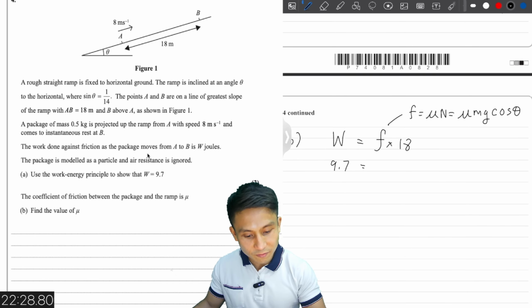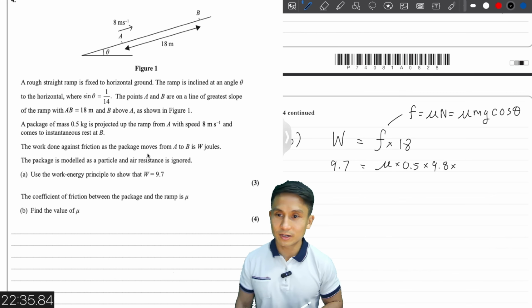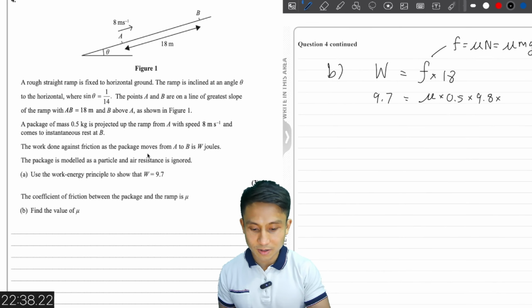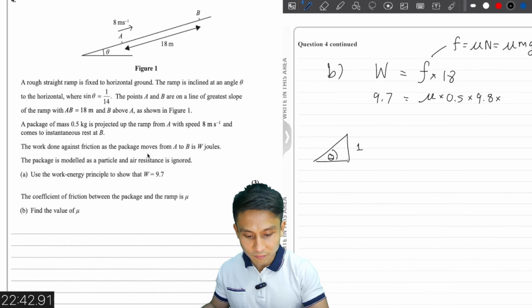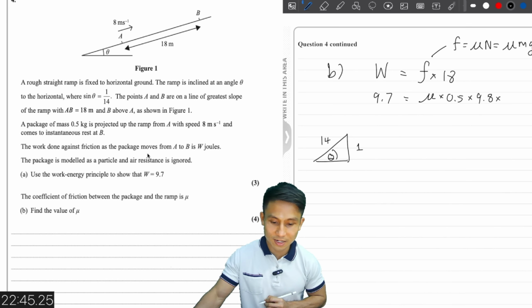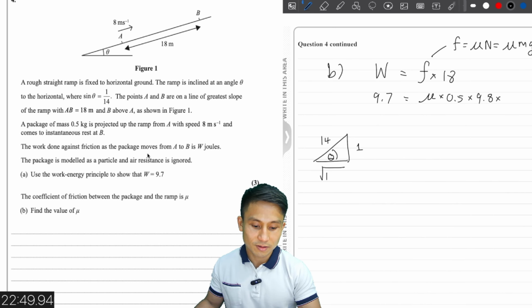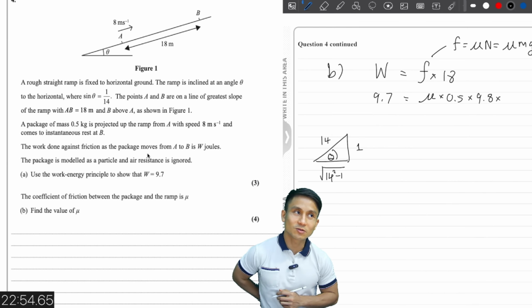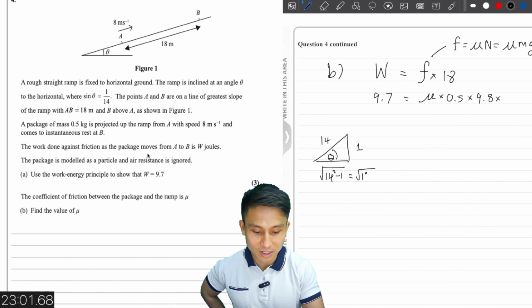So we want to find the value of mu. So mu times m times g times cos theta. Okay, we need to find cos theta, but that's not hard because they've given us the sine. So if sine is 1 over 14, we put it like this, 1 and 14. We just find this adjacent, which is square root of 14 squared minus 1. 14 squared is 196, yep, 196 minus 1 is 195. Root 195. Okay.